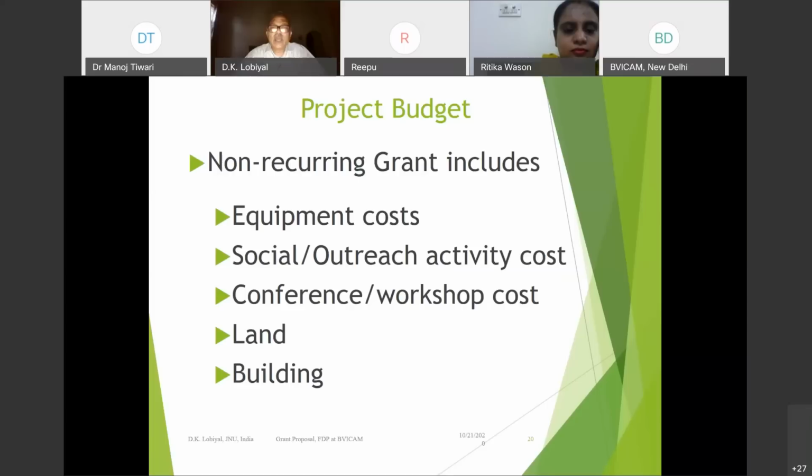outreach activity cost. They may be one-time, they may be recurring or non-recurring. It can come in both. I put it here under non-recurring because outreach, the program you do once in a project, is a one-time grant. If it's recurring, then you can put it there depending on the situation. The conference or workshop may be recurring or one-time, non-recurring, depending on the situation. You put it once, the next is not given.